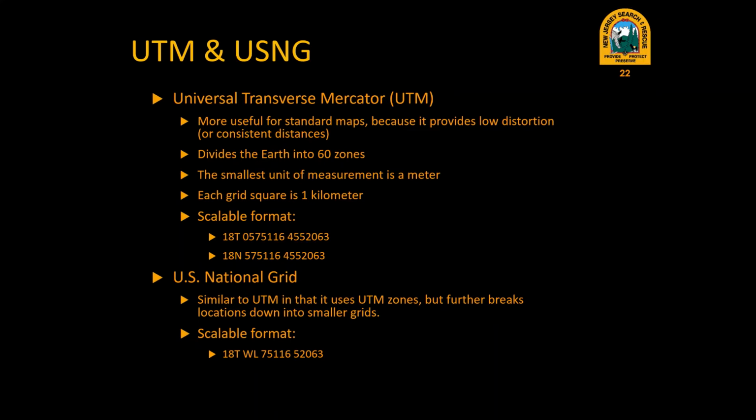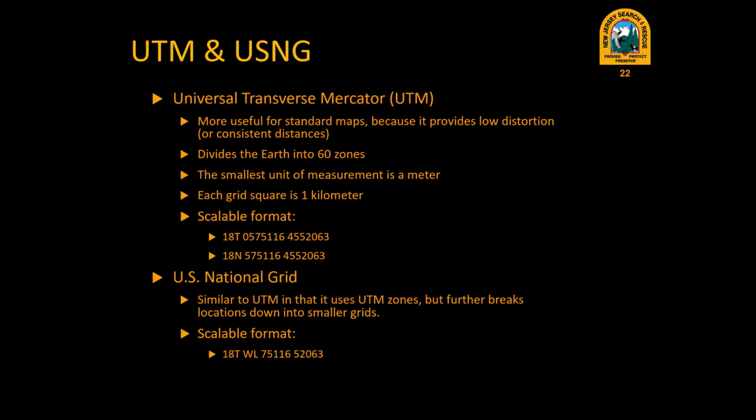UTM divides the Earth into roughly 60 zones. And at its base, the smallest unit inside of a UTM grid is 1 meter, which makes it very useful for doing measurements or calculations in the field. On a map, each grid square is usually about 1 kilometer, especially on the trail conference maps that we use. The format looks like what you see here. 18T 0575116 by 4552063.